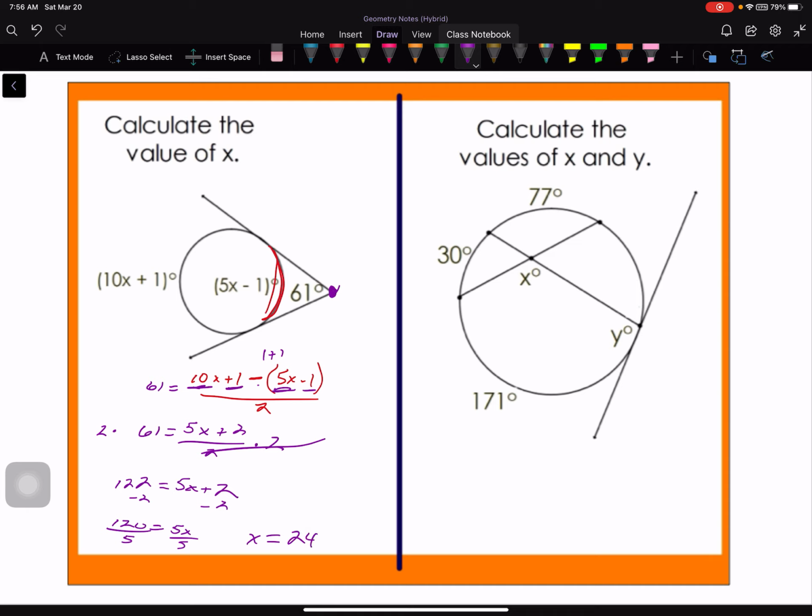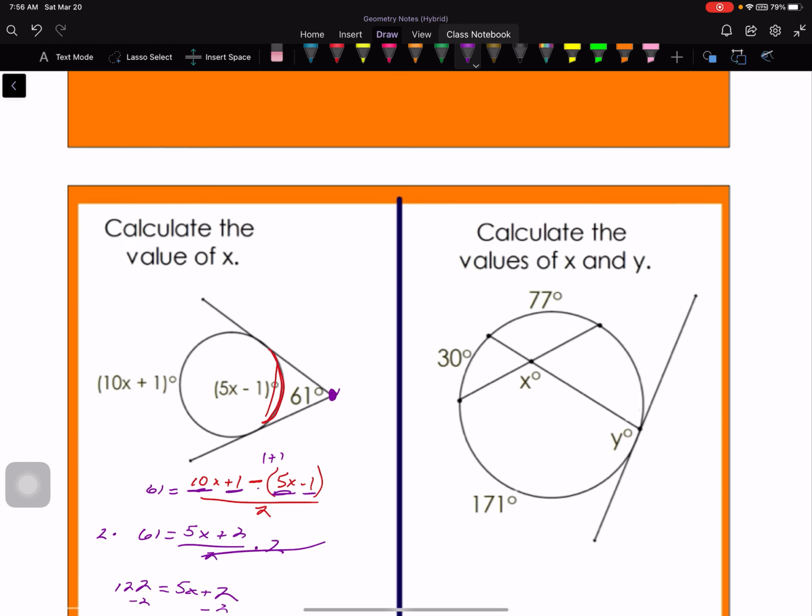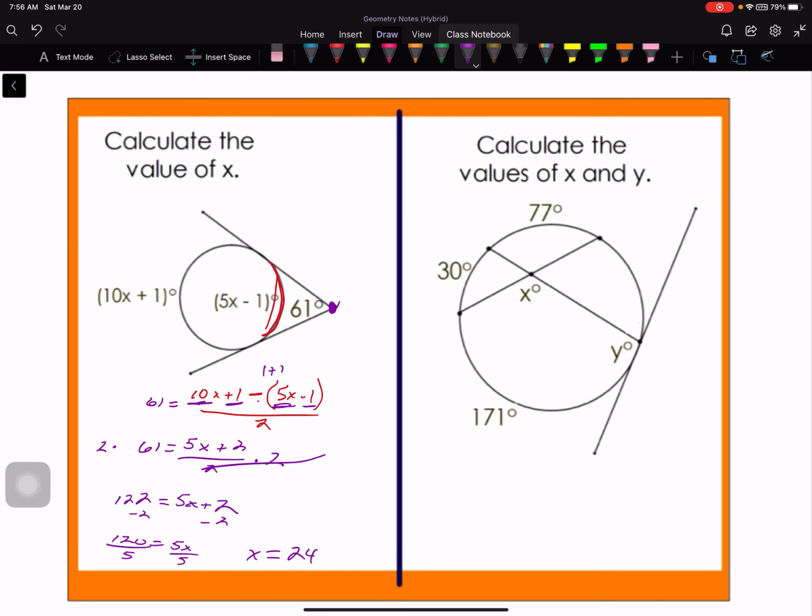Like I said, you got to understand the setup first, and then you can plug in the information, find the missing piece of information, whatever variable or whatever parts it's asking you to find. Now calculate the values of x and y. So here it really doesn't matter. We have everything we need. Let's just start with x because x comes first in the alphabet.